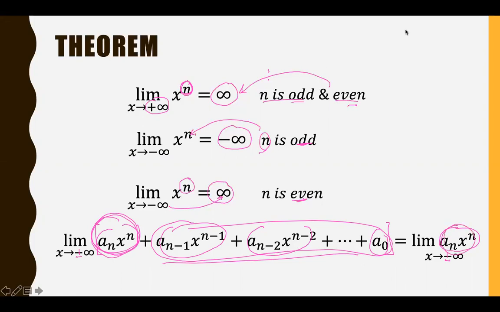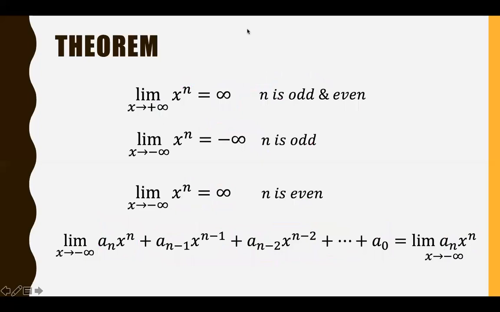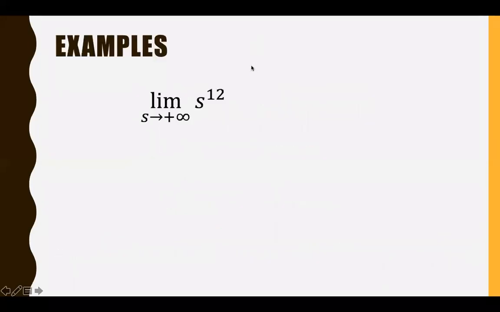Now let me provide you with some examples. So let's have our first example here. The limit of s to the power of 12 as s approaches positive infinity. If we solve this one, technically it's positive infinity. So nothing to worry about. It will always be equal to positive infinity from the theorem we have earlier.